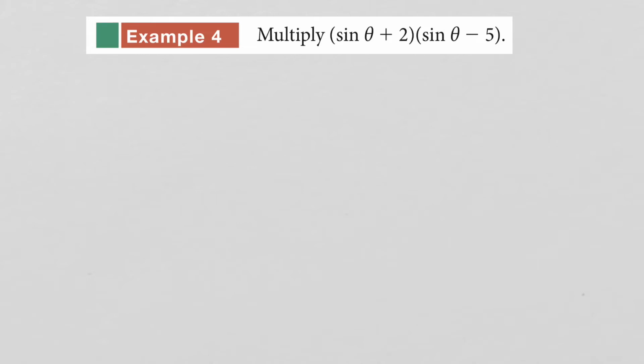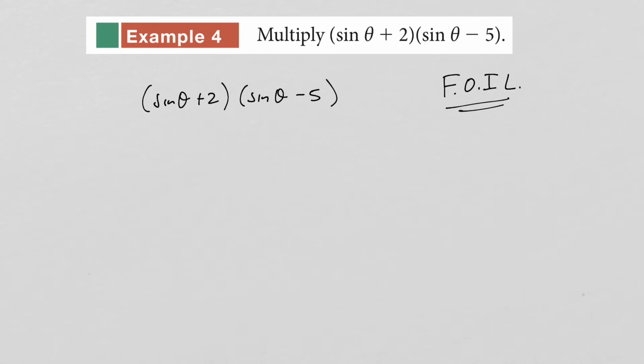In the next example, we're asked to multiply a couple of binomial expressions here. And what we have, of course, is sine of theta plus 2 multiplied by sine of theta minus 5. And so this should take you back to a procedure that you dealt with in algebra called FOIL. And of course, what that means is we are going to multiply the first terms together. That's the F. Then we are going to multiply the outside terms together. That's the O. And then we multiply the inside terms together. That is the I. And finally, we multiply the last terms together, and that's the L.